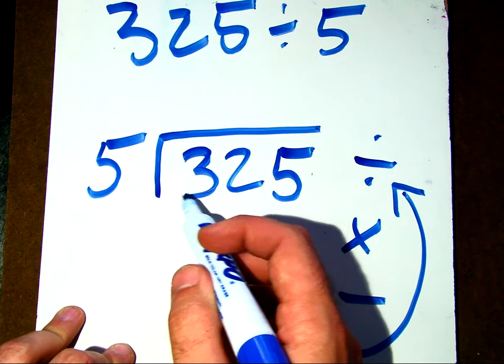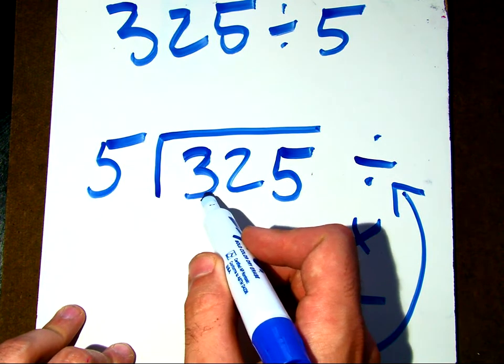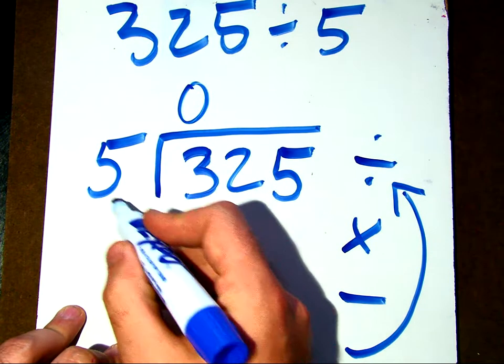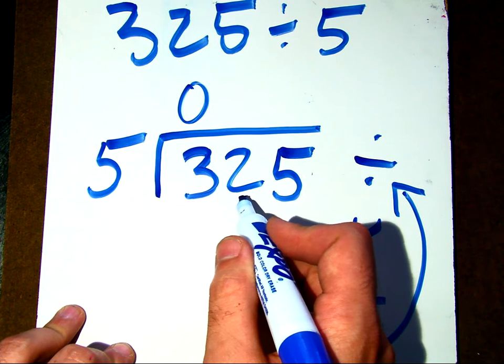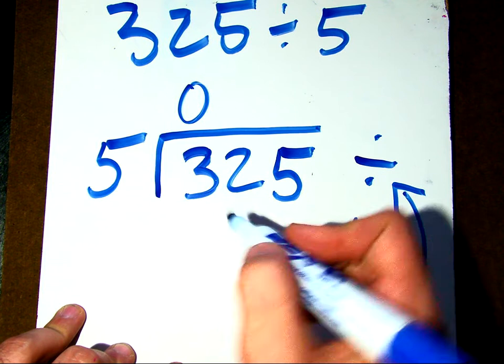In this case, it's the hundredths place. So, 5 goes into 3, 0 times. We can either write a 0 or we can skip it. 5 can't go into 3, but it can go into 32. How many times can 5 go into 32? 5 goes into 32 a maximum of 6 times.